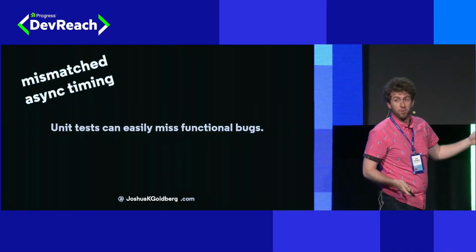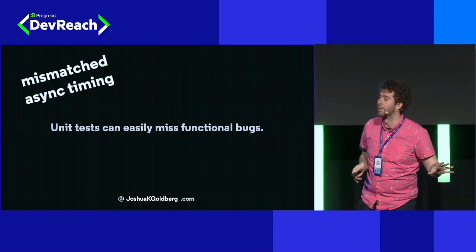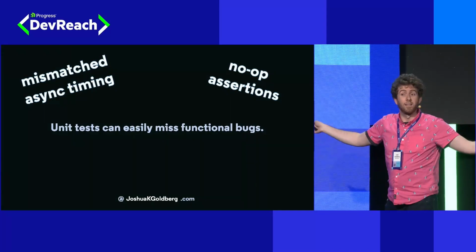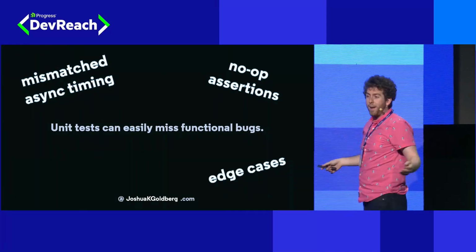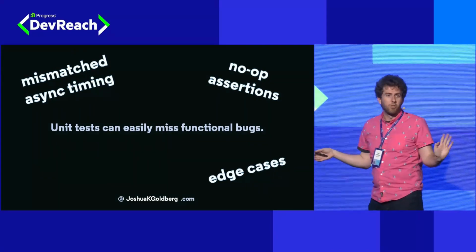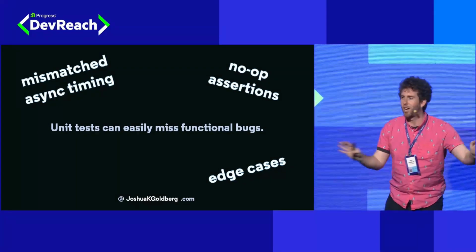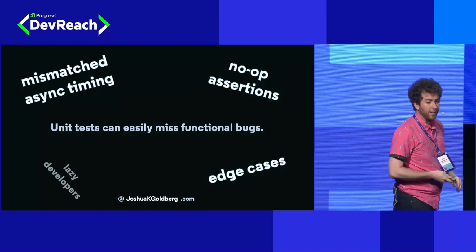Mismatched async timings, which is why that was broken. We'll look at that in a moment. You might do an assertion that doesn't assert anything. More on that soon. You might miss an edge case, because there are a lot of edge cases in code. I don't know how many of you have been developers long enough to see an edge case or two, but trust me, we've all seen them.